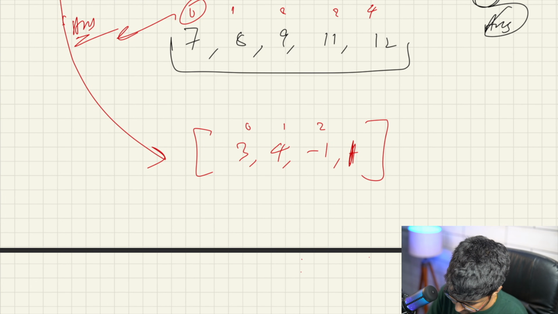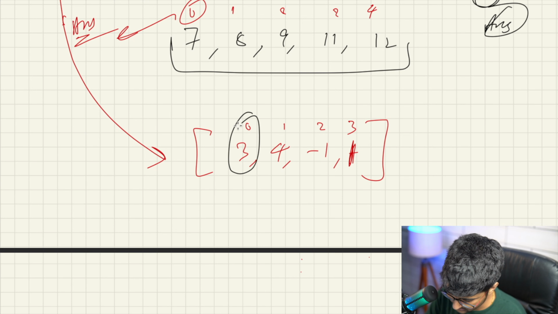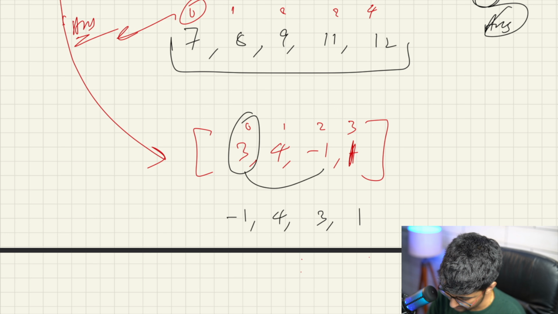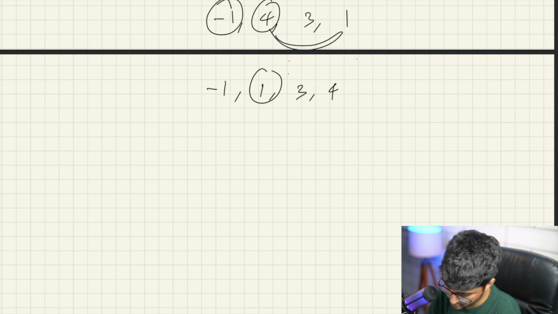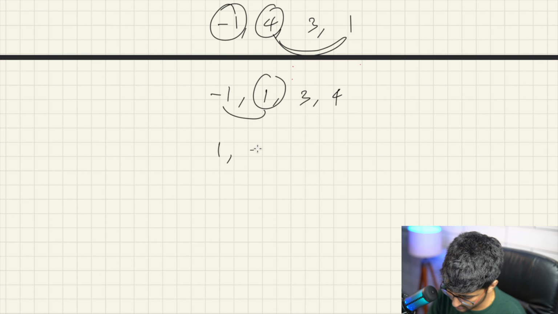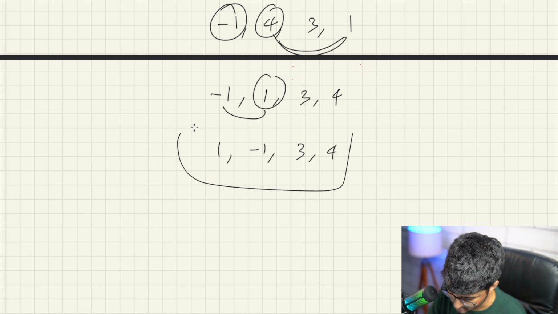Let's try to sort this with cyclic sort. Is 3 at the correct index? No, it's not. Put it at the correct index: minus 1, 4, 3, 1. Minus 1, we ignore. Is 4 at the correct index? No, it's not: minus 1, 1, 3, 4. Is 1 at the correct index? No. Swap it: 1, minus 1, 3, 4. Sorted with cyclic sort.